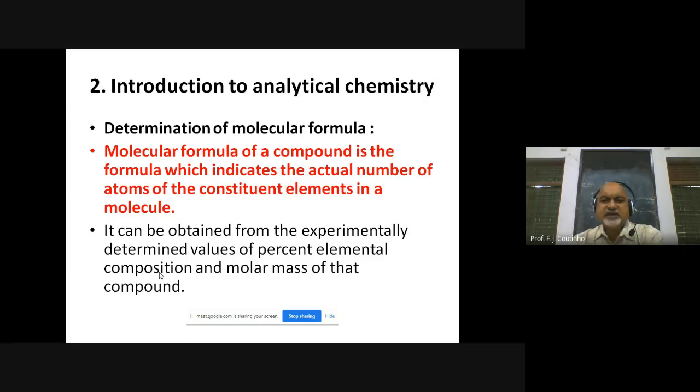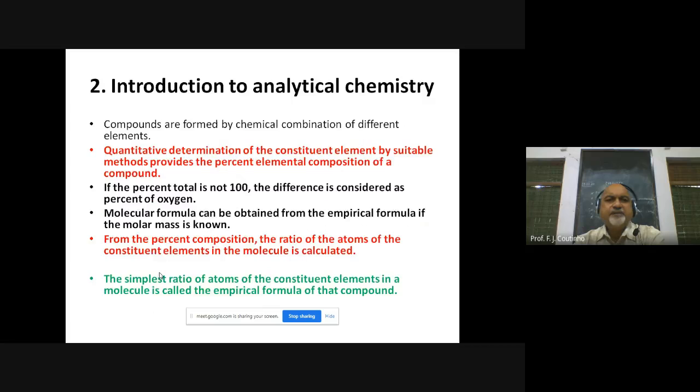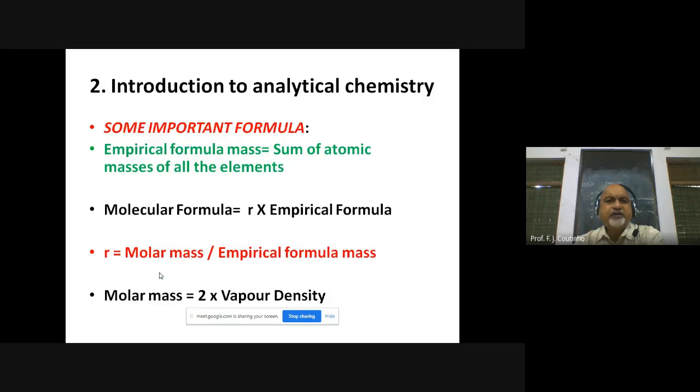Then we studied what we mean by molecular formula. Molecular formula means the actual number of atoms of elements present in a molecule. And empirical formula means the simplest ratio of atoms of the constituent elements of a compound. Then we also studied how we can find out the empirical formula and molecular formula.